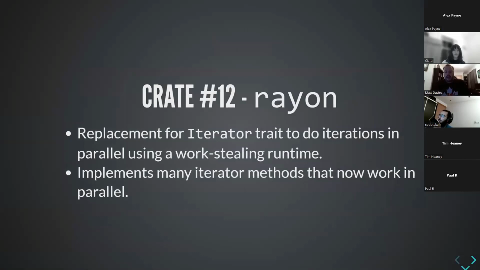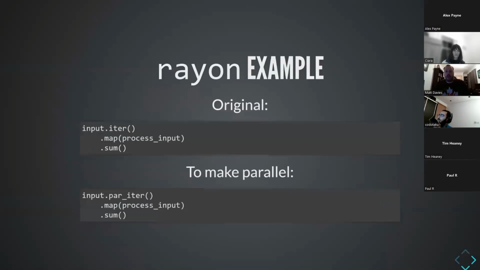And it implements many iterative methods that will now work in parallel. So filter will work in parallel, map will work in parallel, and so on. So let's look at an example. So here's the original. We take some input, we run it through iter to get an iterator, and then we map it through some function that processes the input, and then maybe we want to sum it at the end. So we've got an iterator of values, and we end up with a single value. We can make it parallel and make that map run on multiple cores at the same time, literally by changing that iter call to par_iter. It really is that easy.